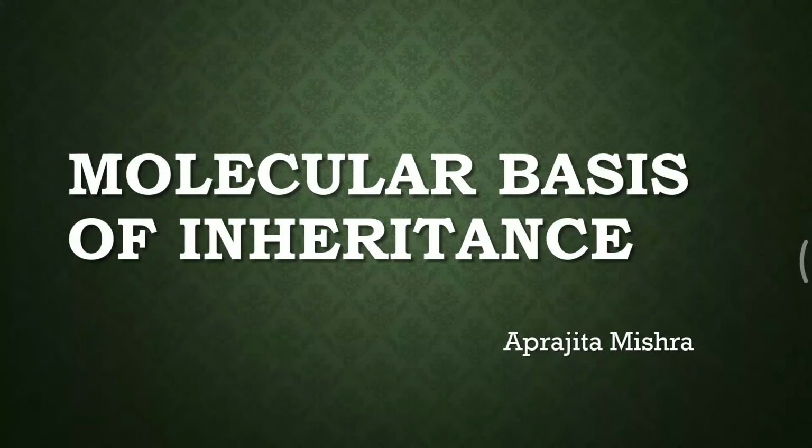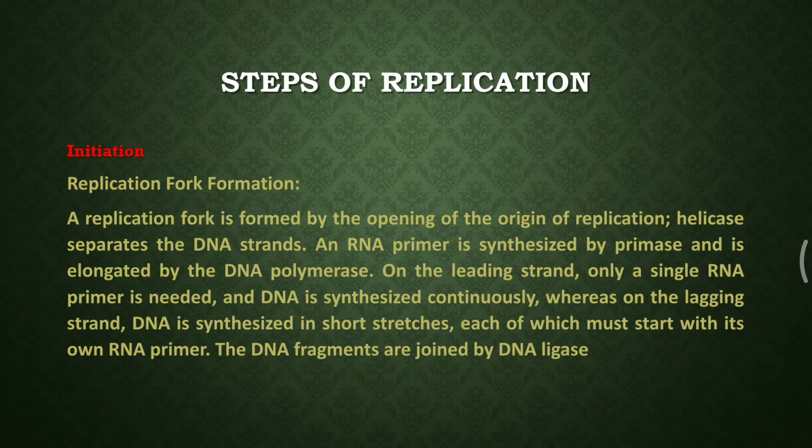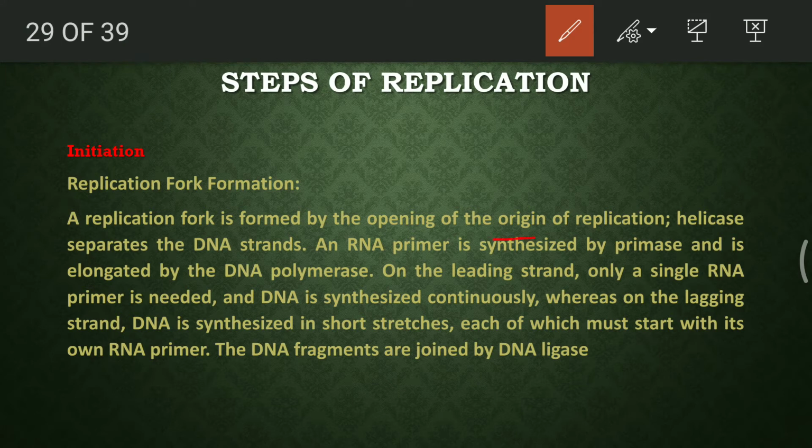Everyone, we had been discussing till now the enzymes required for the process of replication. Now, let's look at the entire process of replication, or the steps of replication. The very first initiating step is initiation. In this, the replication fork formation takes place. Replication fork is an opening which is formed at the origin of replication. Origin of replication is a site where the process of replication will actually occur.